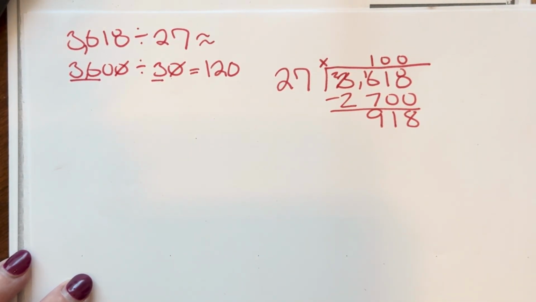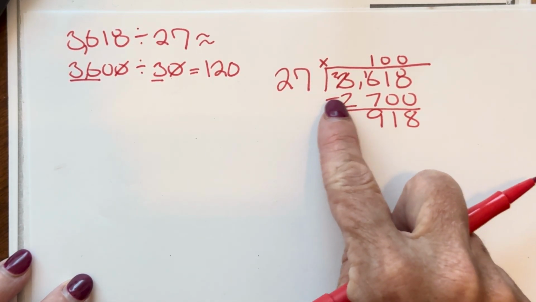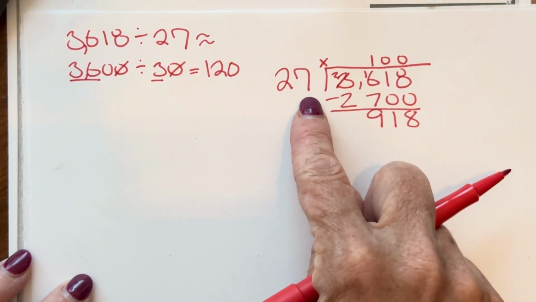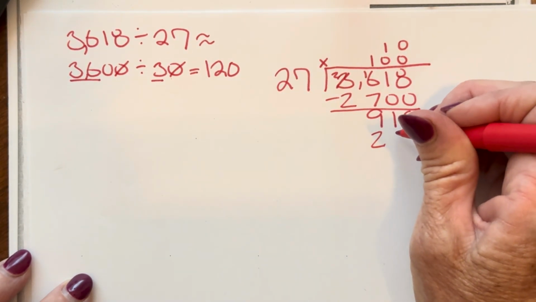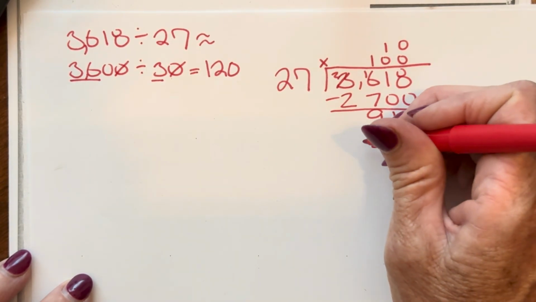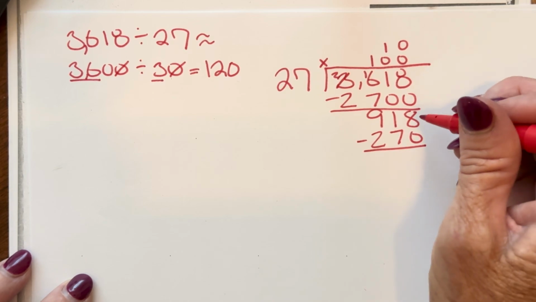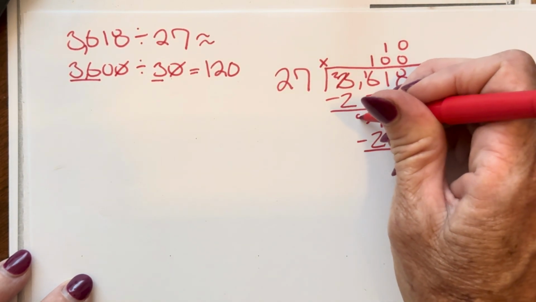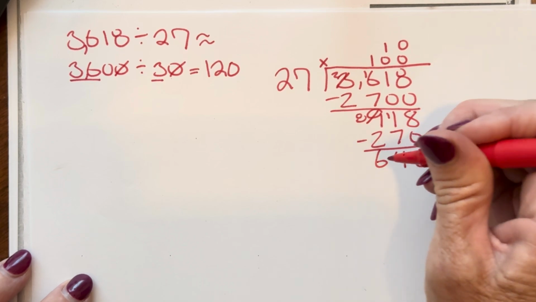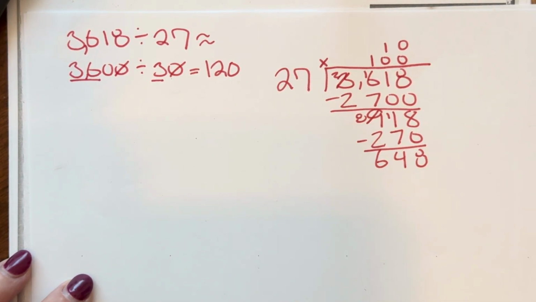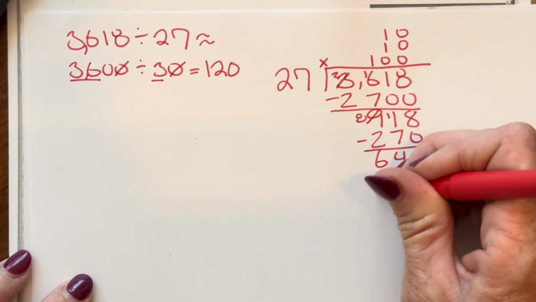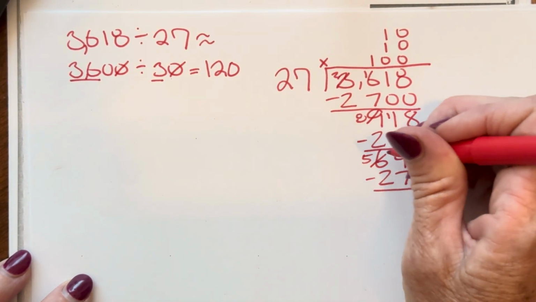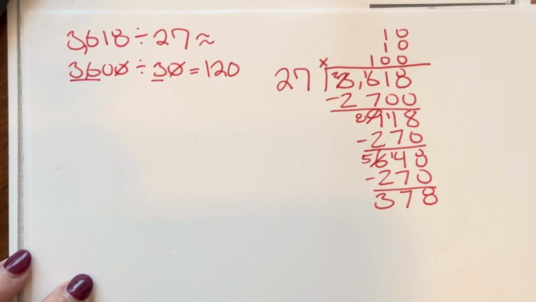918 still left. Okay, so if I have 918 still left, I can't do another 100 groups, but I could do 10 groups. So I'm going to do 10 more groups. So 10 groups of 27 would be 270. And I'm getting 648. Okay, so I could do another 10 groups, definitely. So 10 more groups of 27 would be another 270. And when I subtract, I'm left with 378.